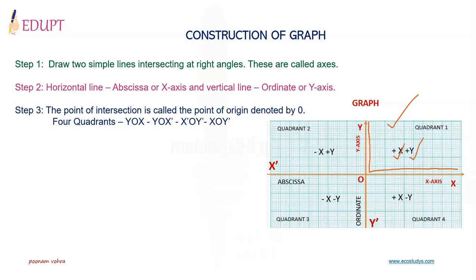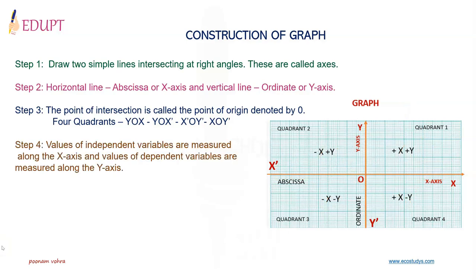Then second quadrant is Y O X dash. That means one can plot positive values of y and negative values of x. Then quadrant 3 is X dash O Y dash. In this quadrant, whether it is x or y, both negative values can be plotted. And the last one is X O Y dash. Here one can plot positive values of x and negative values of y.